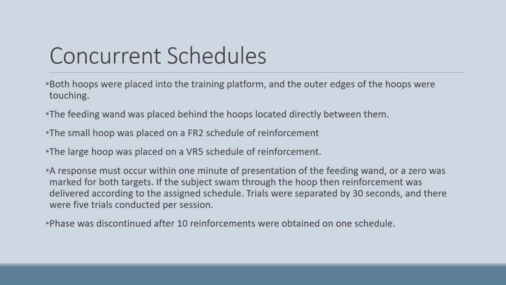The small hoop was placed on an FR2 schedule of reinforcement, and the large hoop was placed on a VR5 schedule of reinforcement. A response must occur within 1 minute of presentation of the feeding wand, or a 0 was marked for both targets. If the subject swam through one of the hoops, then a 1 was recorded for that trial for that hoop, and a 0 was recorded for the hoop that was not swam through.